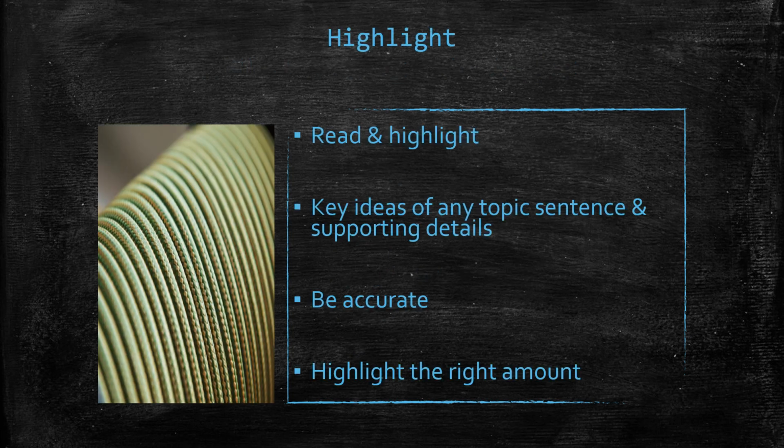To effectively highlight, first of all, read the paragraph or section first. Then, go back and highlight the important parts. Second, highlight key ideas of any topic sentence and any supporting details you want to remember. Third, be accurate. Make sure your highlighting reflects the ideas stated in the passage.